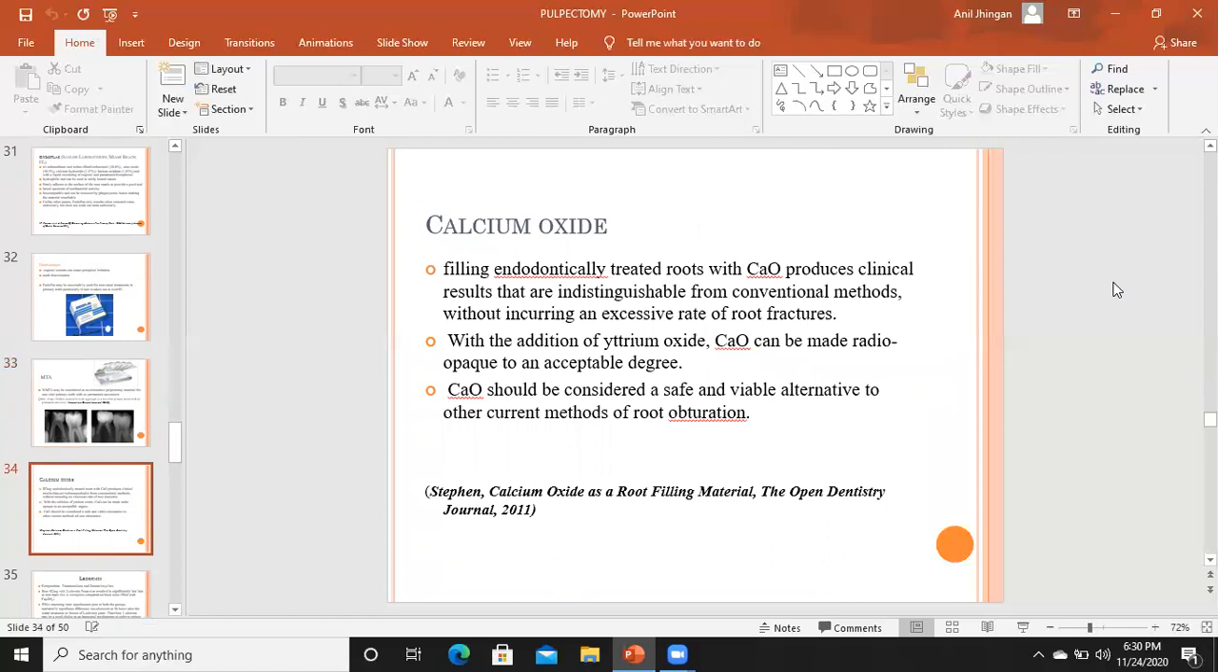Going on to calcium hydroxide, filling endodontically treated teeth with calcium oxide produces clinical results that are indistinguishable from conventional methods without incurring an excessive rate of root fracture. With the addition of yttrium oxide, calcium oxide can be made radiopaque to an acceptable degree. Calcium oxide should be considered a safe and viable alternative to other current methods of root obturation.